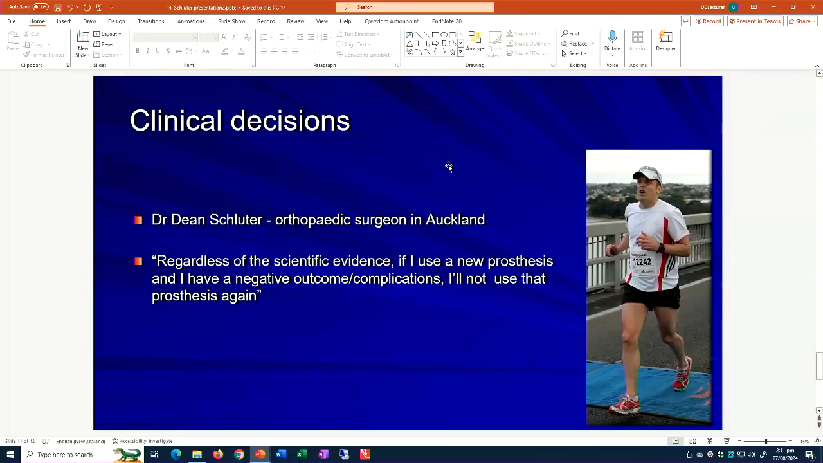Oh, yeah. The last thing, that's my brother. It's just we run together, and I just want to put that in. And I think it's important too. He's an orthopedic surgeon, and he says, regardless of the scientific evidence, if I use a new prosthetic and I have a negative outcome, I'll not use that prosthetic again. That's to say that expert opinion and decisions actually make a real difference. And we should actually integrate them as well.